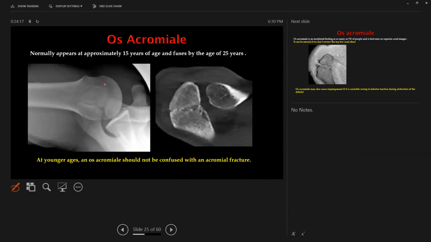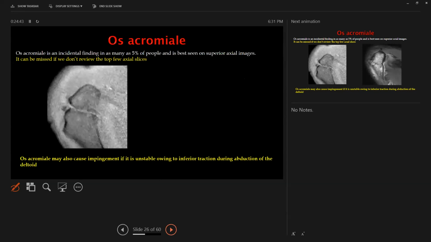The os acromiale is one of the common anatomical variations. It usually appears at the age of 15 and fuses around 25 years. So it can be a normal variant. It should not be misinterpreted as a fracture, especially in younger age groups. About 5% of people have an os acromiale.